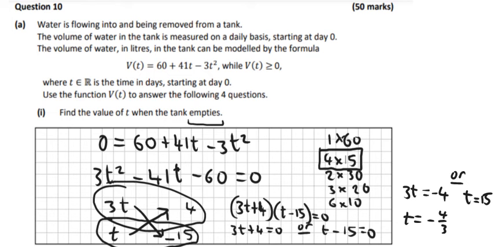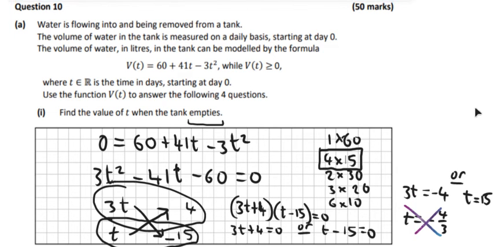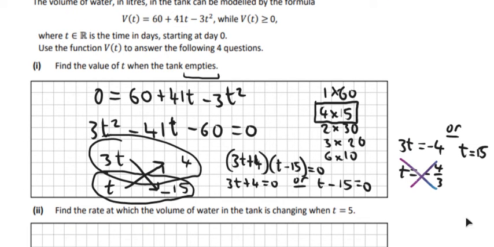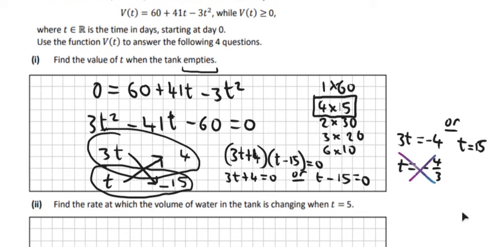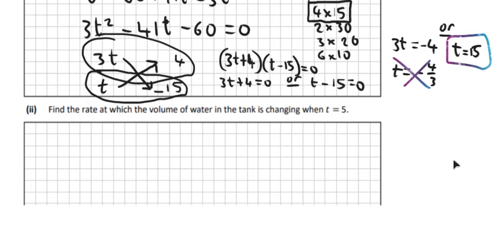So we get two answers here, and then you can discount one of them. You can discount the minus 4 over 3, because T is time in days, remember. You can't have a negative amount of days, so minus 4 over 3 days doesn't make sense. So the answer is T equals 15, so 15 days. That's the answer to the first part.